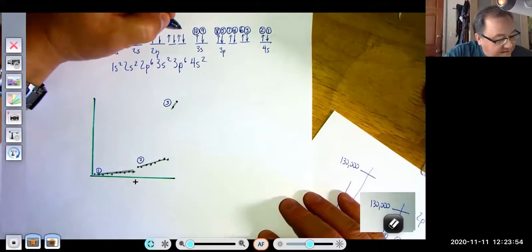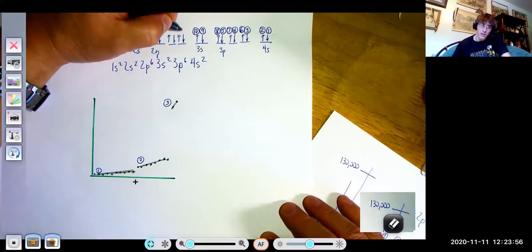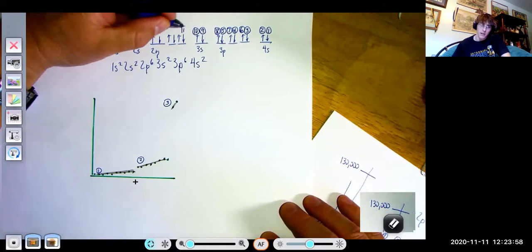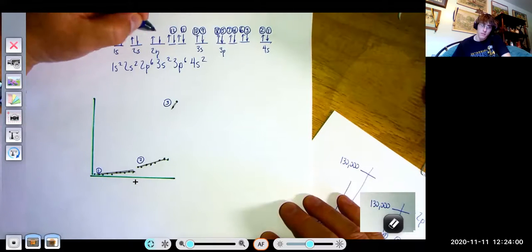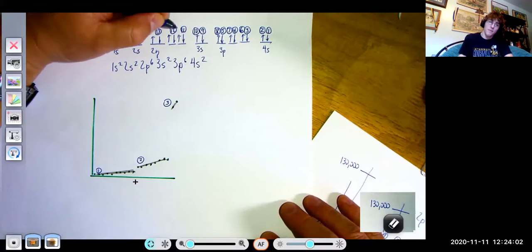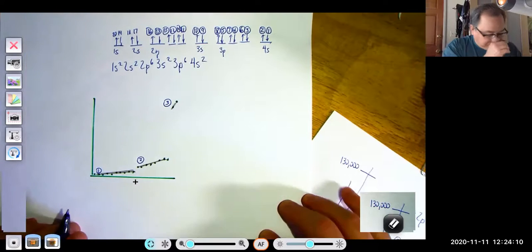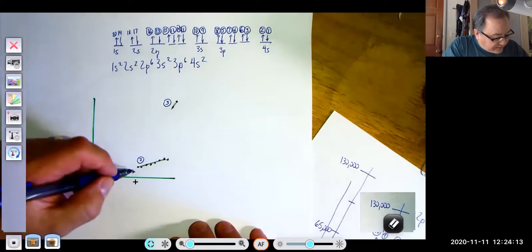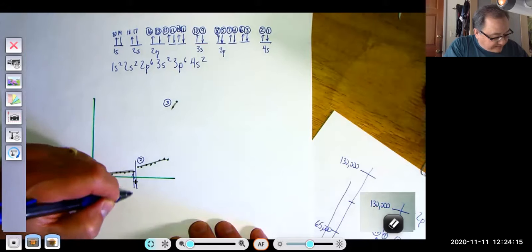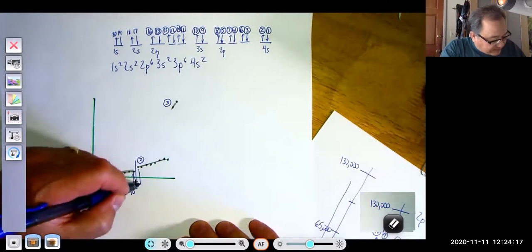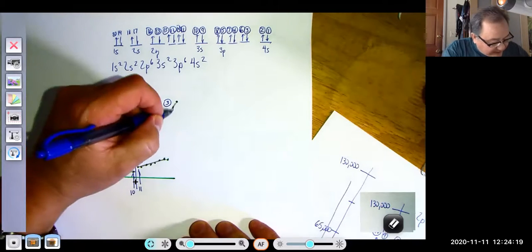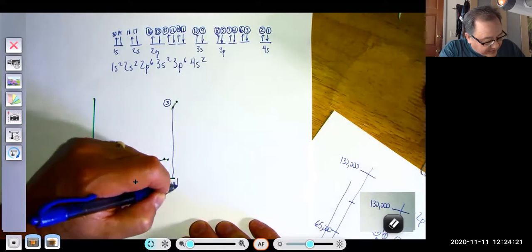Then 11 would go on the down arrow of 2p. Then 12 would go on the other down arrow, and then 13 on that, and then 14 on the up. 15, 16, and then 17, 18, 19, 20. So if we look at the numbers here, this is number 10, this is number 11, this is 19, and this is 20.